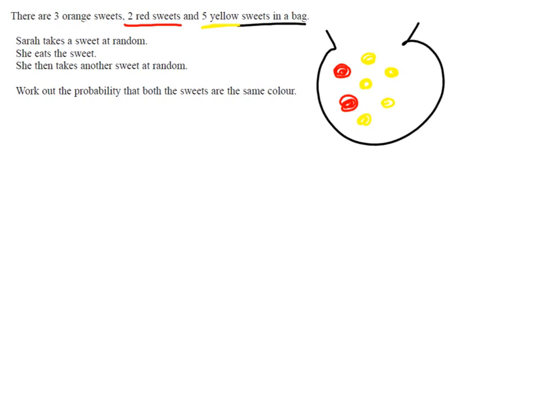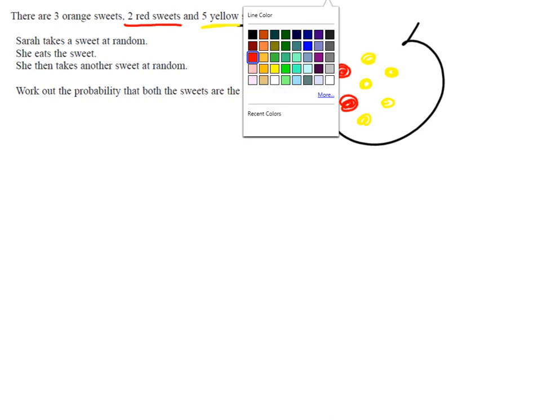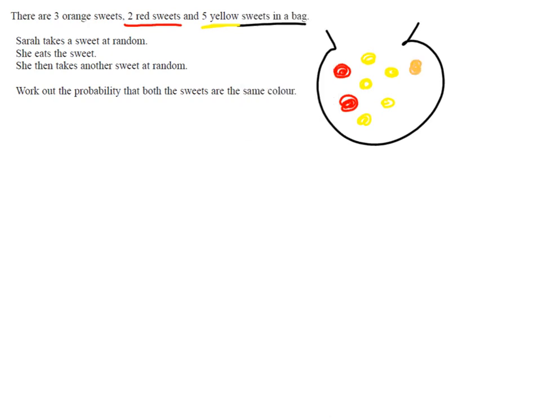How are we going to do orange now? Let's grab an orange here. 1, 2, 3. Okay, 3 orange, done. So, how many options do you have? A red, a yellow, or an orange? So 1, 2, 3. Okay.